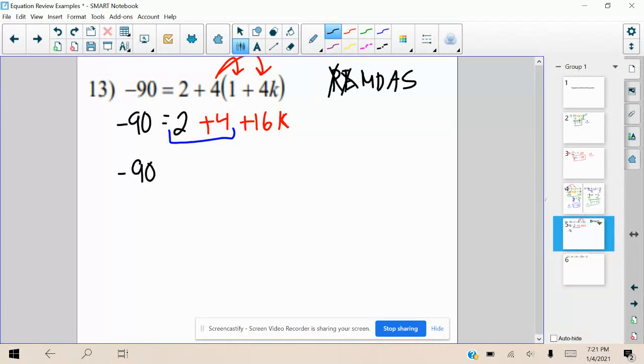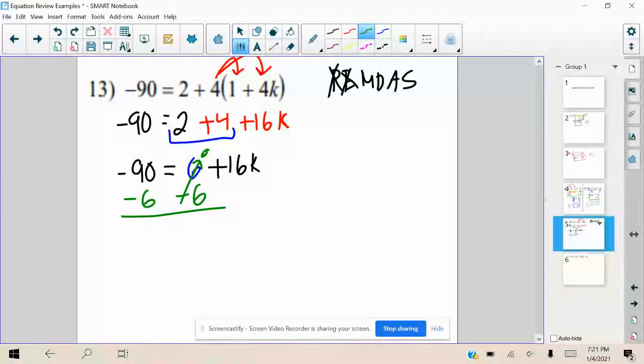We're going to drop down negative 90. We know 2 plus 4 is equal to 6. And we drop down our 16k. So now we want to isolate our variable. We have positive 16k. We want that to be all by itself, all by its lonesome. So that means we have to move that positive 6 to the other side. And to do that, we're going to subtract 6.